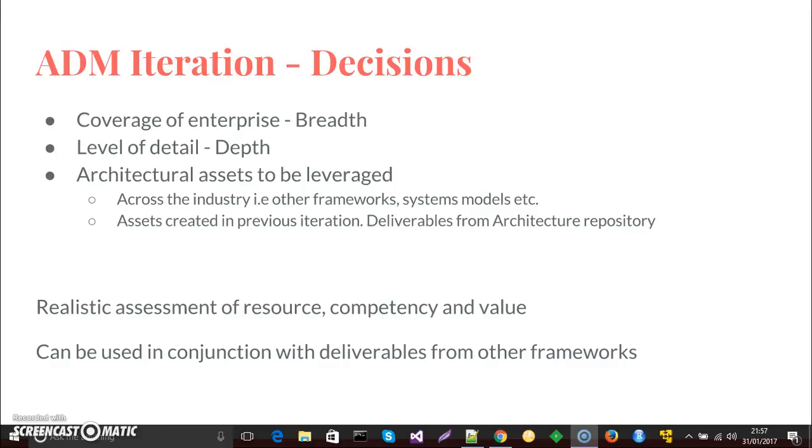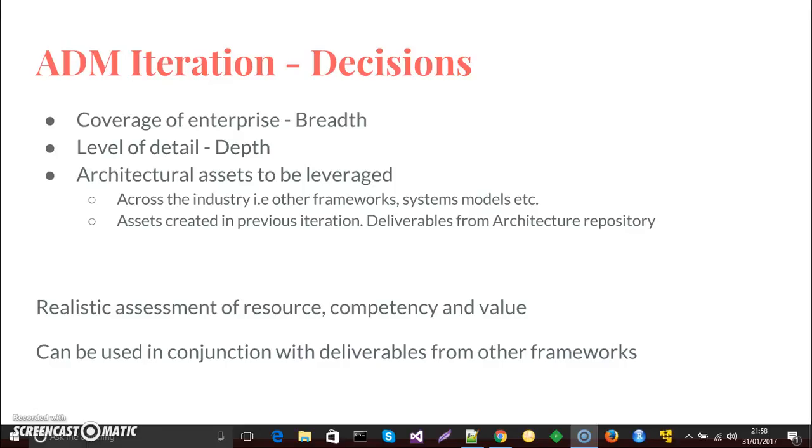So we can basically look across the industry. We can see different frameworks which the industry is using. We can make use of those frameworks. We can make use of the systems which are quite standard, or the models which are very, very standard in the industry, which are there to resolve similar kinds of problems.